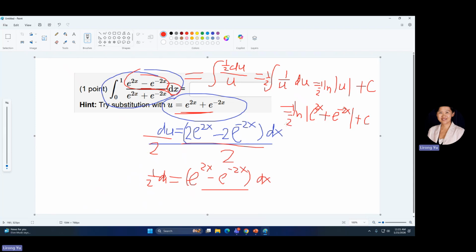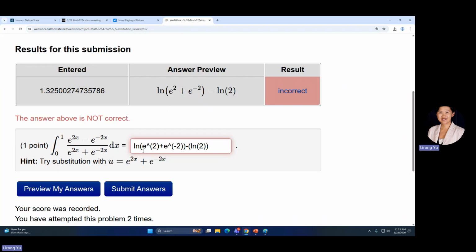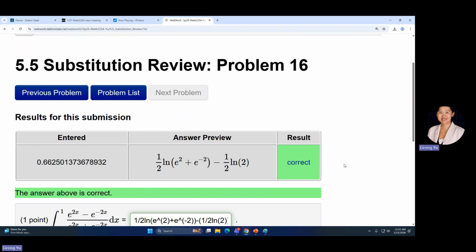It's 1/2 natural log of e to the 2x plus e to the negative 2x. So our final answer should have a 1/2 on the outside. The mistake was in the substitution, when we are substituting, we need to divide by 2.